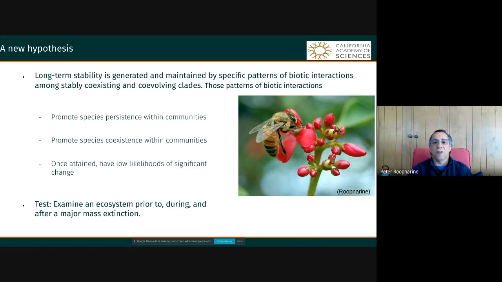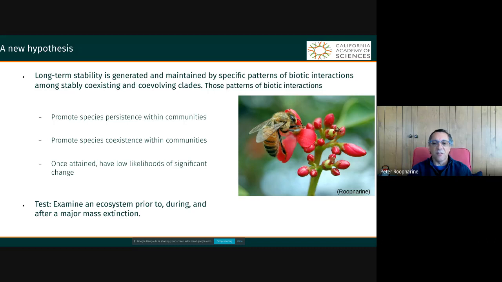And one of the open questions in ecology is how can you have so many antagonistic species packed together in communities and ecosystems coexisting for very long periods of time? It's still an open question. But we suggest that those patterns of biotic interactions promote the longevity of species in communities. It promotes the coexistence of particular sets of species within those communities. And once you've arrived at a configuration that works for the species, it's going to have a very low likelihood of change because they're not common configurations, and developing a configuration that is a good replacement is not going to be a common event.